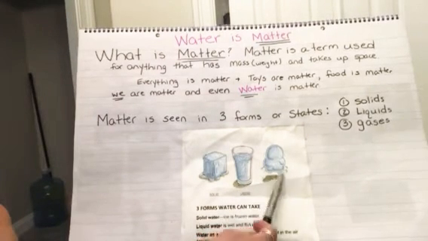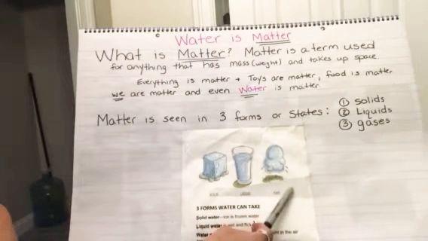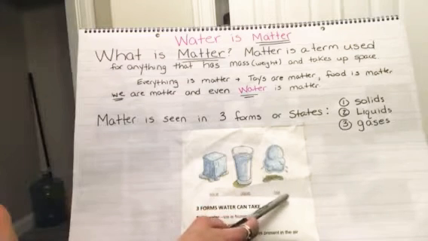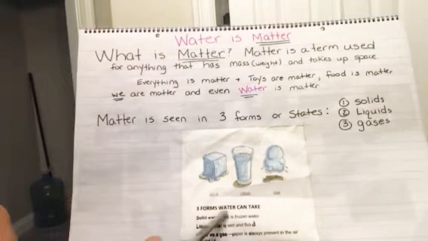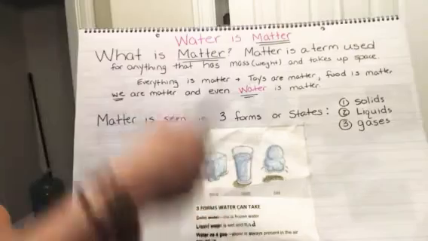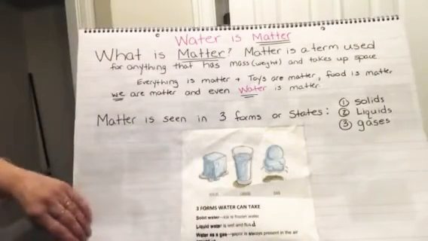And we can see water in gas form, like the clouds, or the vapor goes up to the clouds and makes the clouds. That's a gas. So 3 forms of water are solid, liquid, and gas. Solid is when it's frozen, liquid is when it's wet and fluid, and gas is when the vapor goes up into the air, the water vapor.